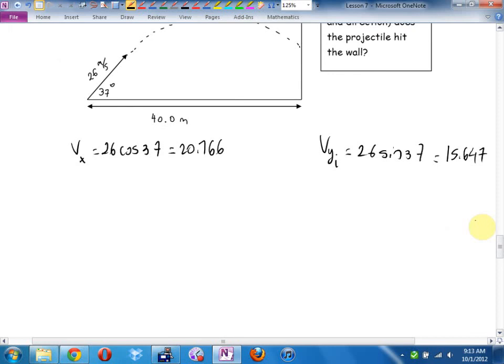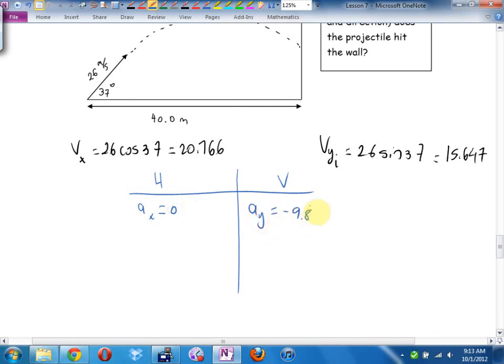Once again, we're going to break this up into horizontal and vertical because we are going to have to find t. We're going to say, hey, ax is 0. Ay is negative 9.8. We're going to say vx is 20.766. Vy initial was 15.647. And we know that the horizontal displacement is 40.